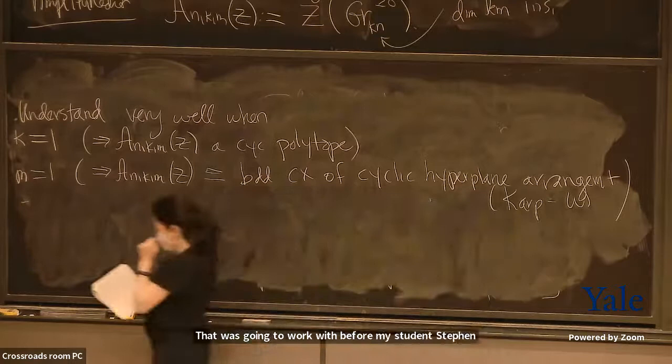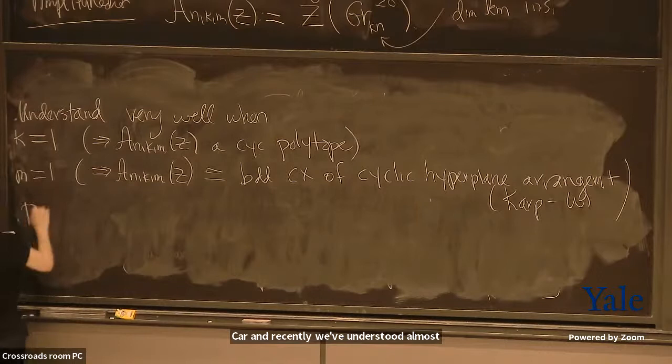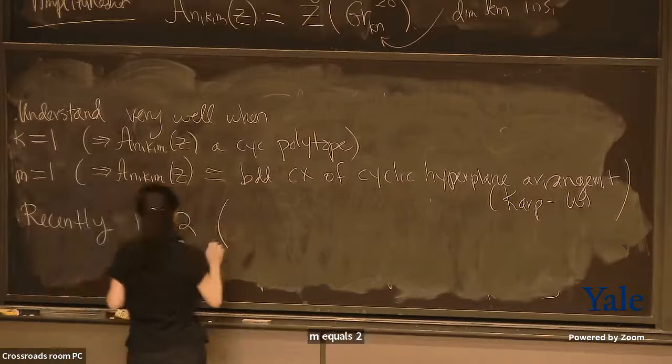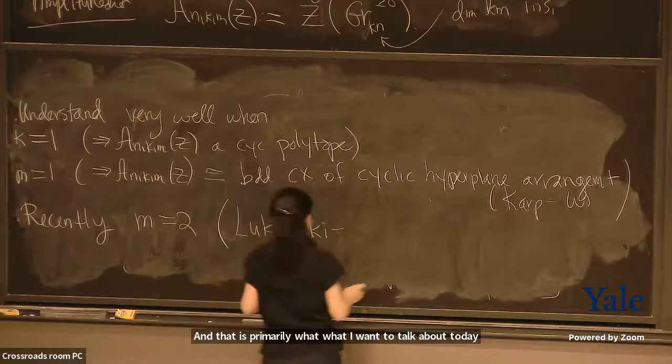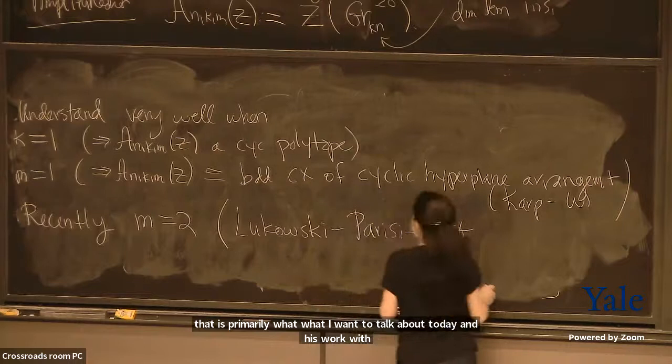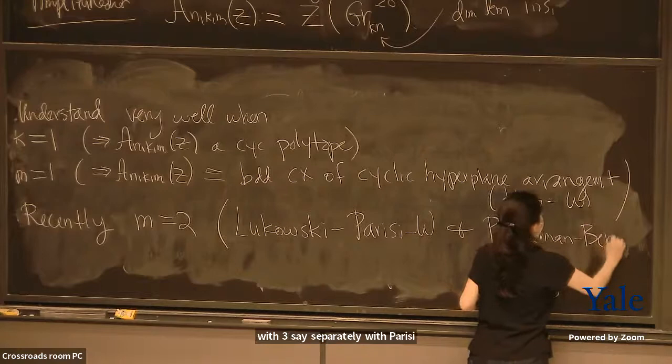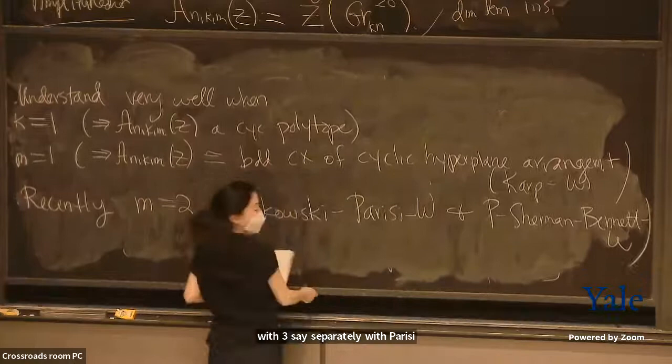And recently we've understood almost everything for m equals 2. And that is primarily what I want to talk about today, and is work with Lukowski and Parisi, and separately with Parisi and Sherman Bennett. Can you say a little bit more about what is this middle line?